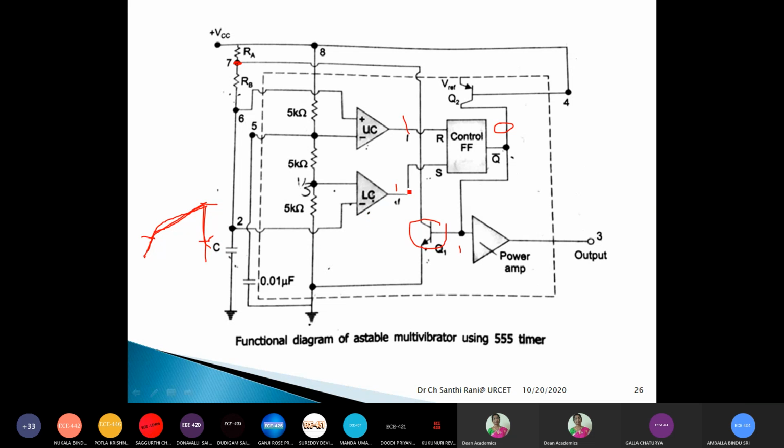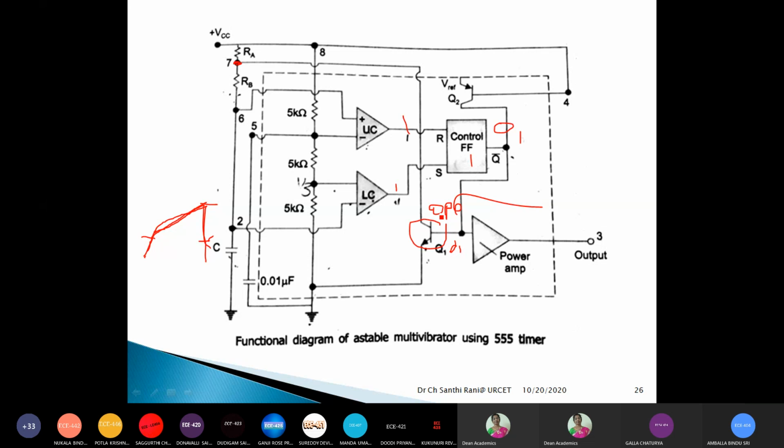Now the lower comparator output is 1. Therefore, flip-flop S is set to 1. So Q will be 1, then Q bar will be 0. When Q bar is 0, this transistor is like an open circuit, right? So this transistor is like an open switch.